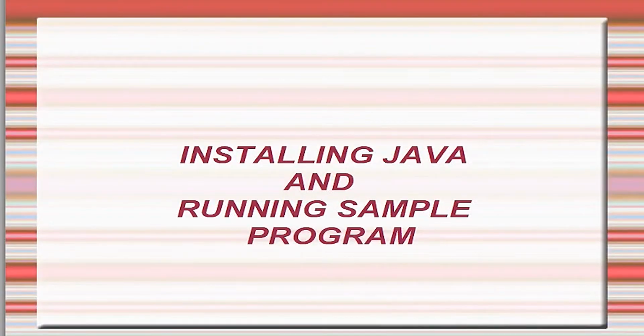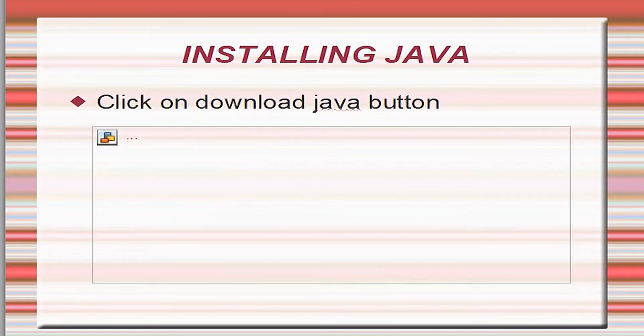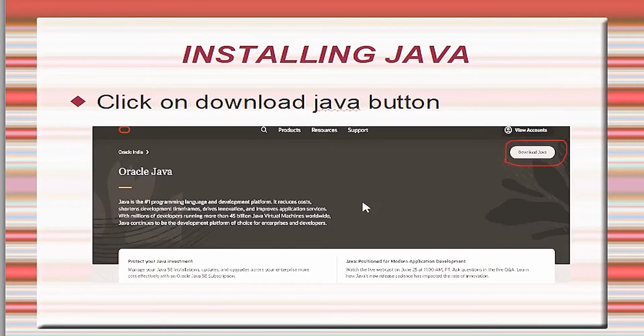Hello, welcome all. In this session I am going to explain how to install Java and how to run the sample programs. To install Java we have to go to the Oracle website, www.oracle.com. There, if you find a Products tab, under that we have Java. Click on that Java. After clicking on Java, it will go to this window.